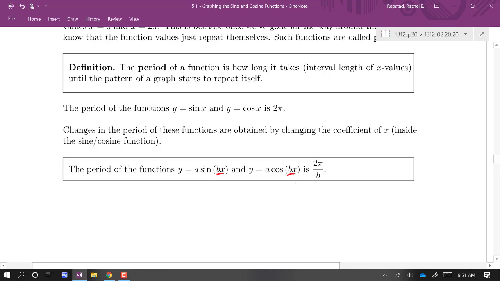Here's why. If we were to consider graphing, and we're actually going to do this on the next page, sine of 2x.